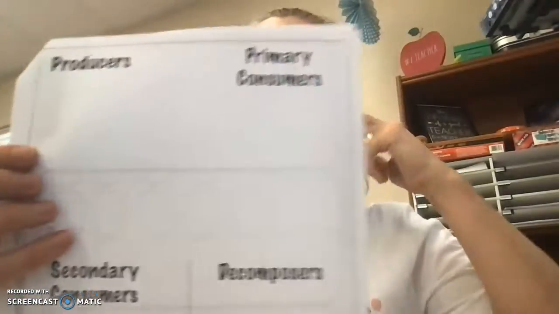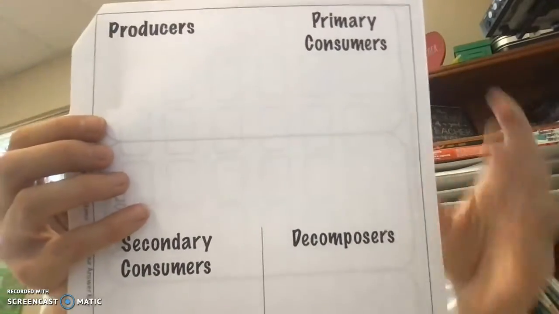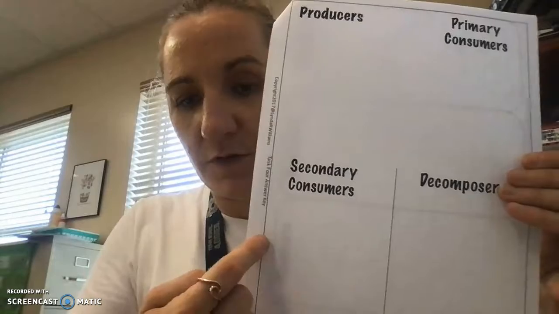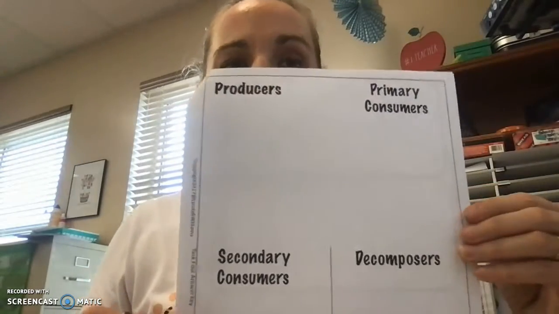And then the last one, you're going to sort them by their trophic level. So one card will go in each of these 4 columns, and you're going to put which column you think best fits that organism. So that's the activities with the cards.